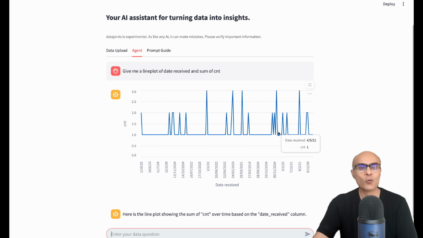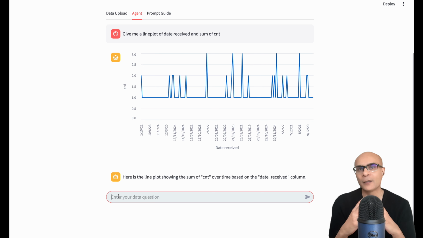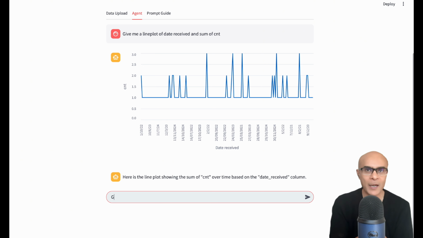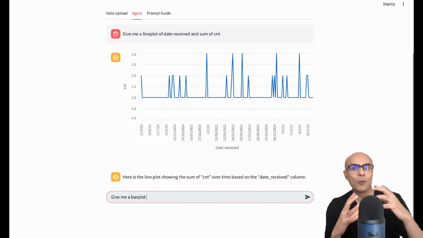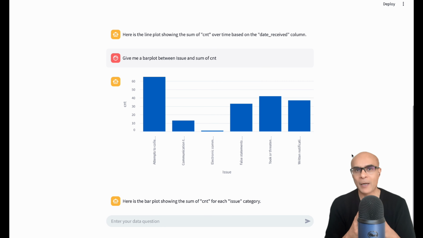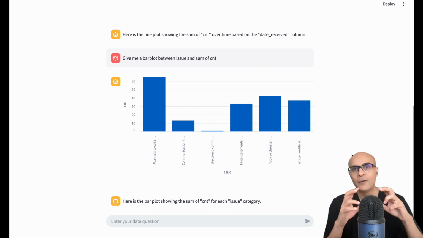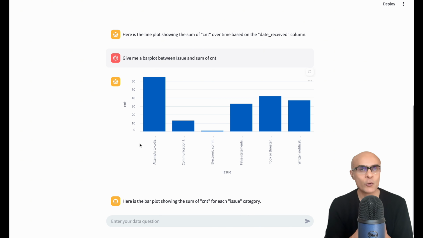Now let us go to the next question, and here let us say we would like to understand what the types of issues faced by our customers are, and we can ask a question such as, give me a bar plot between the issue and the sum of count. And voila, Data Jarvis is going to reply back to us with a bar graph, and you can see what the top types of issues faced are.